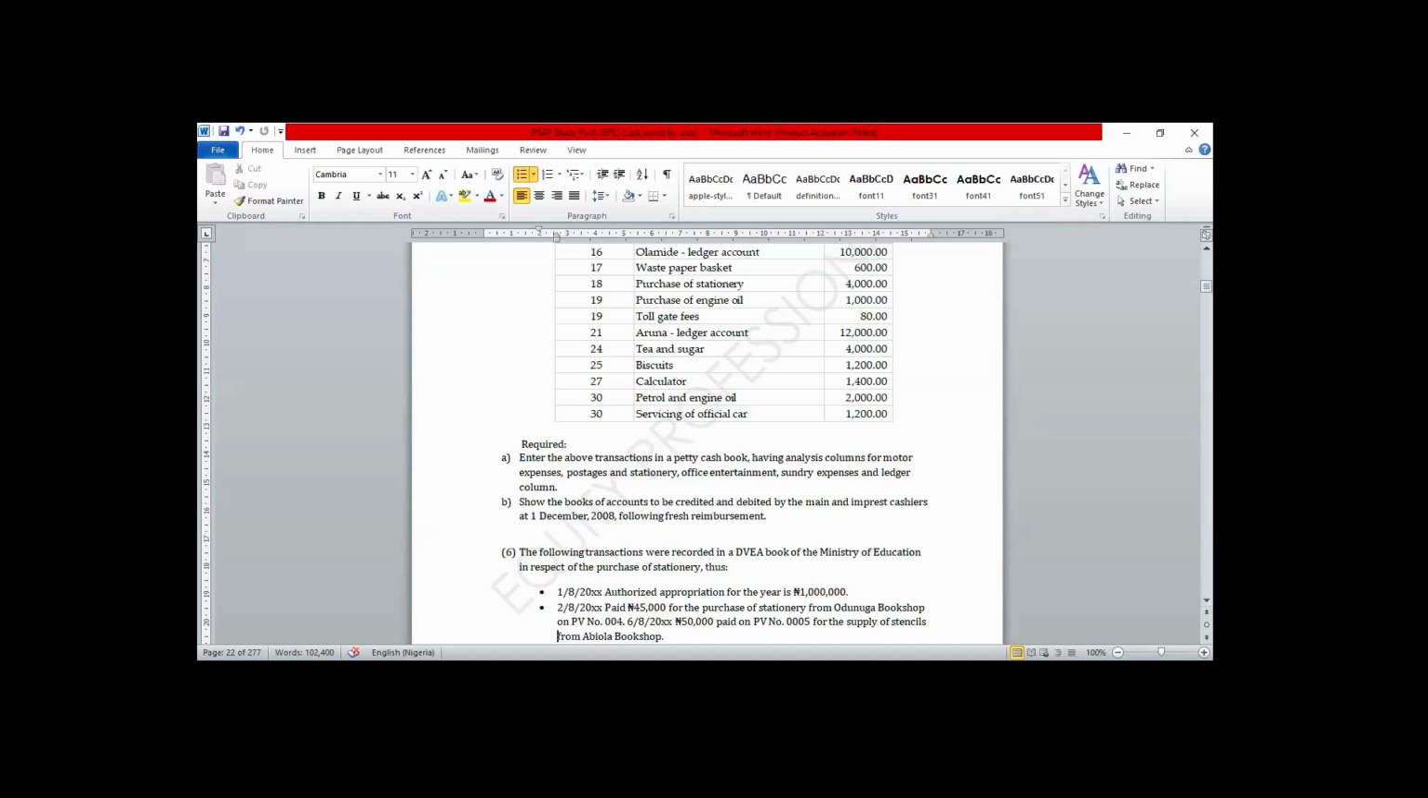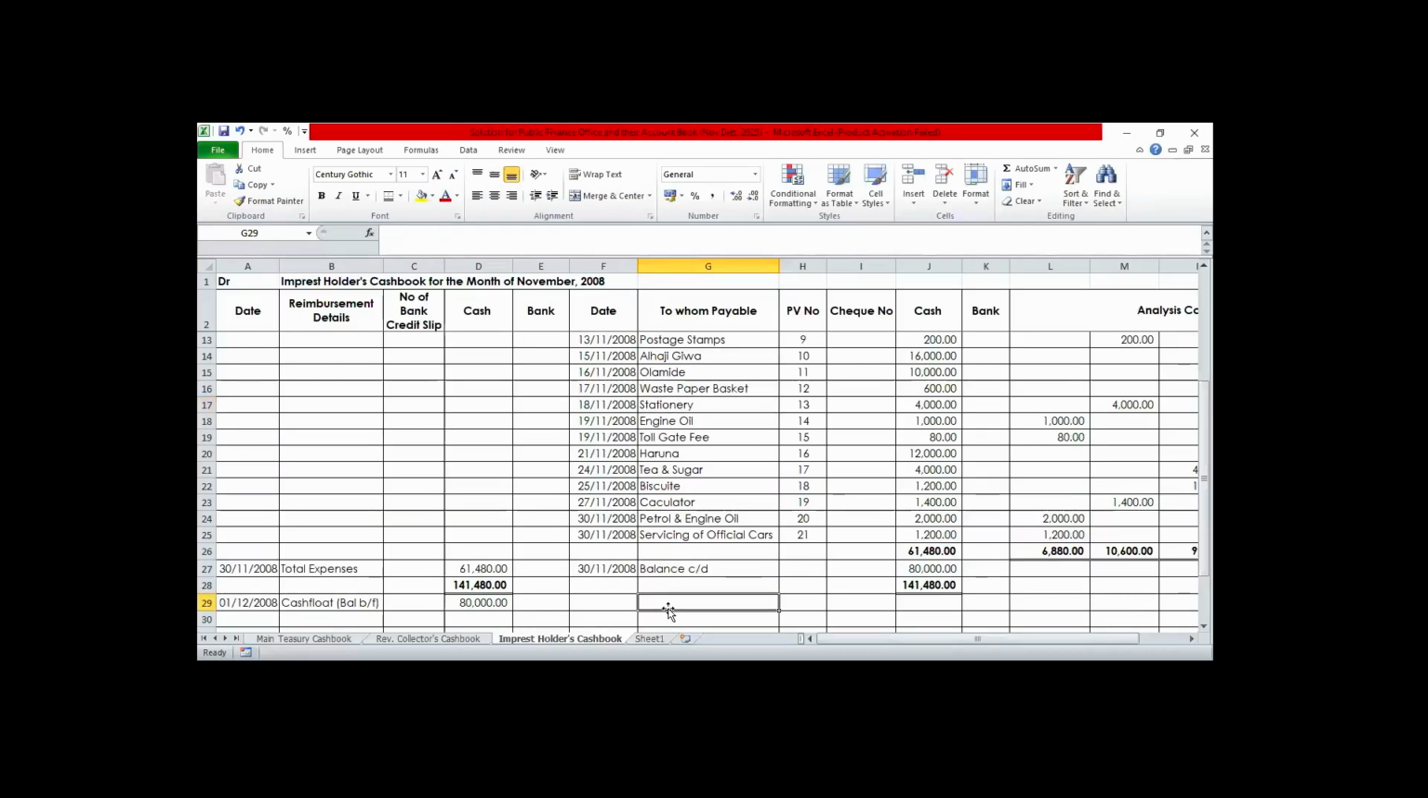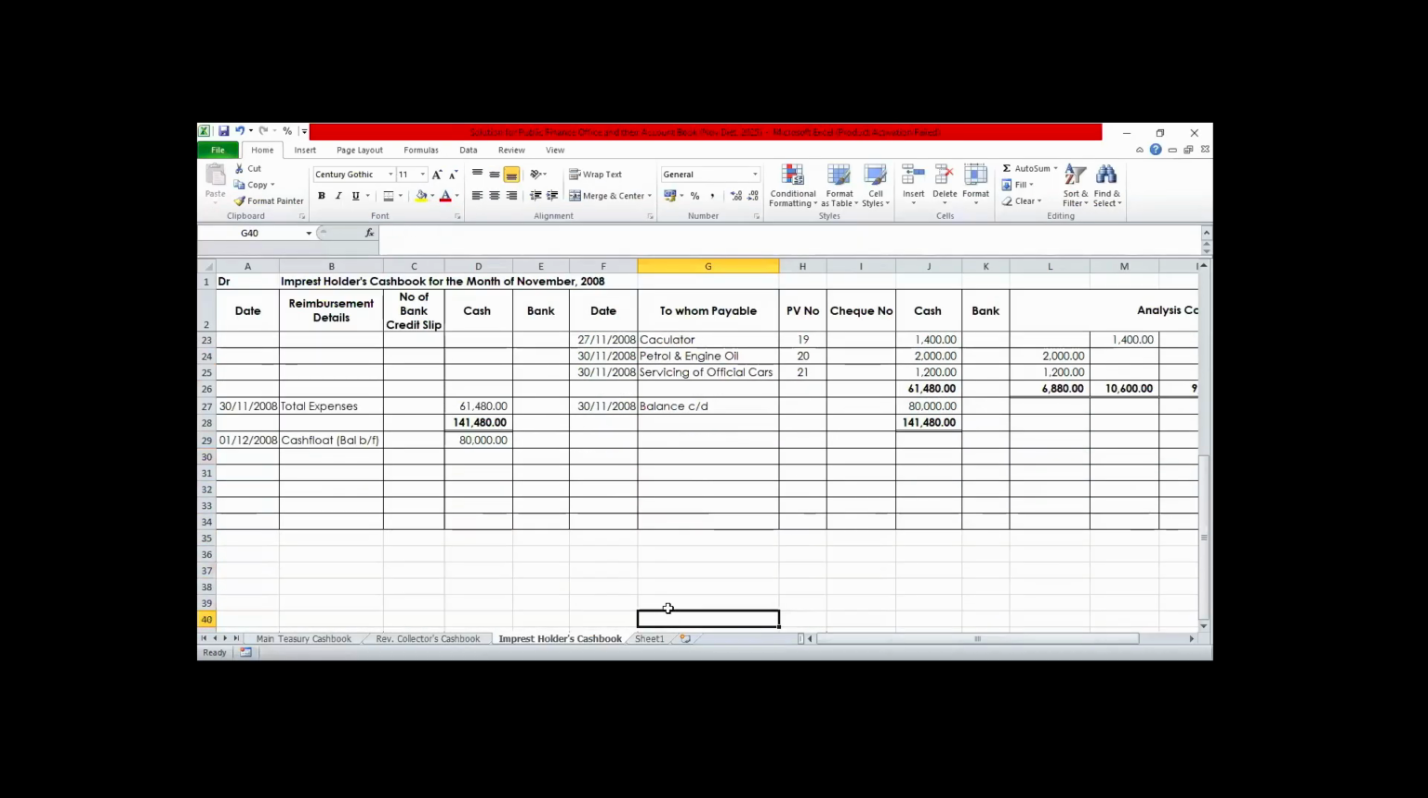Now, let me change to the question page since we are clear with the question. Look at it here. Can you see the question page? I mean the solution page. Yes, yes, we can see your Excel sheet now.